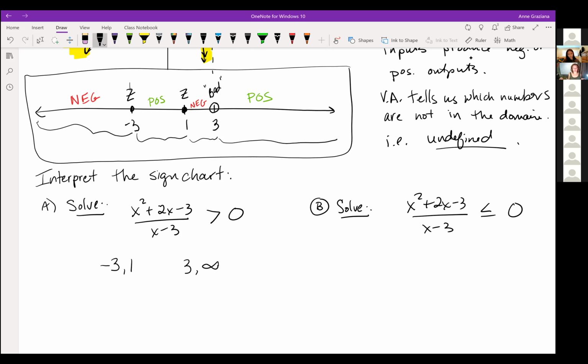Now let's make sure we get the correct brackets. Is -3 included? Yes. Okay, it looks like it according to the chart because I made it a black dot, right? Oh, yeah. But look at the inequality. Are zeros included? Oh, no. No. Okay, so I don't include it because of the inequality. That's the extra thing that makes this a little bit harder. Okay, so zeros are not included.